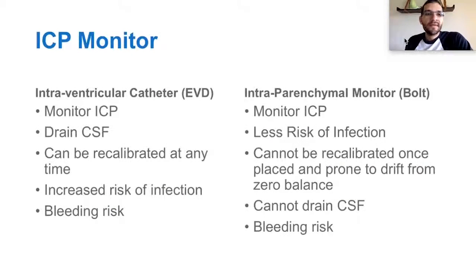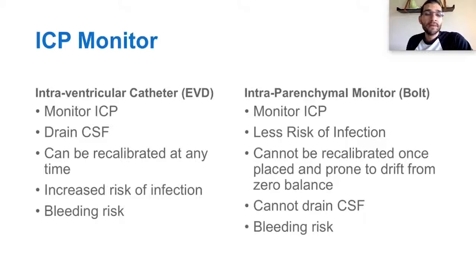Now I'm going to talk a little bit about ICP monitors, or intracranial pressure monitors. There are basically two major types, and those are intraventricular catheters, also known as external ventricular drains, and intraparenchymal monitors, also known as bolts. So what exactly is an EVD? An EVD is a catheter that goes into your lateral ventricle, which we described in a previous slide, sitting right in the CSF in the ventricle. These ventricles, remember, are the ones that make CSF, and the structure that makes it is called the choroid plexus.